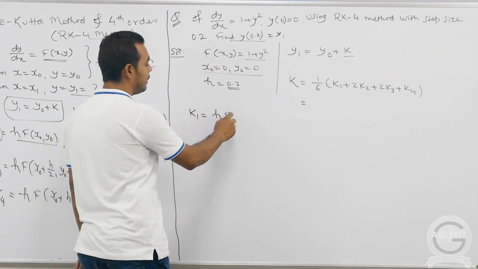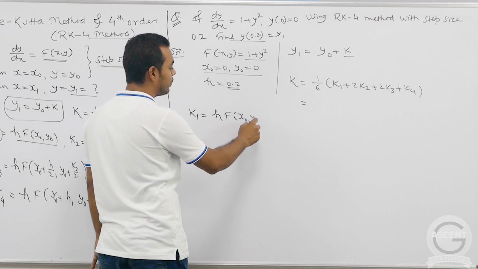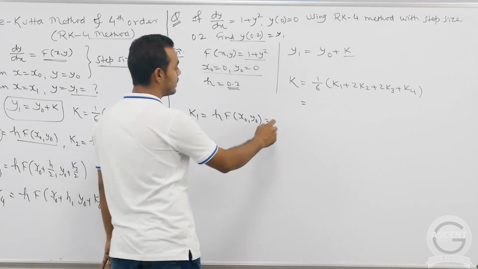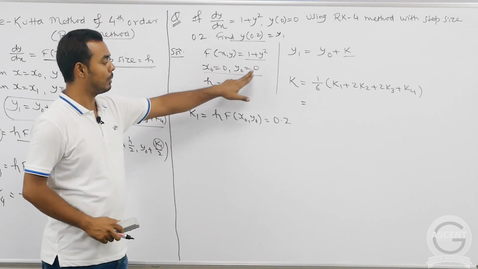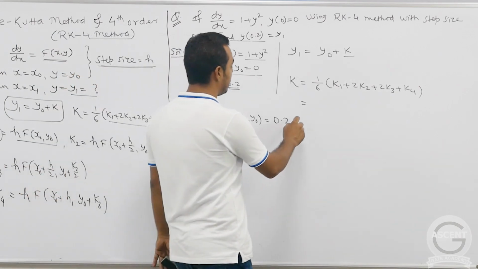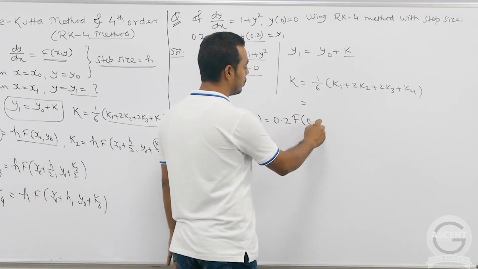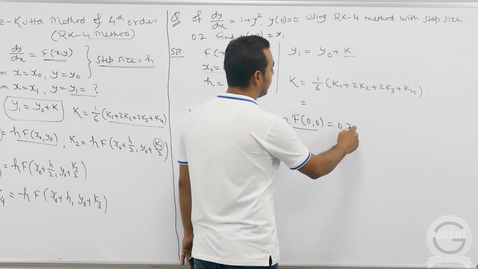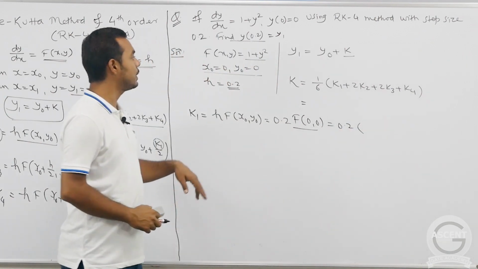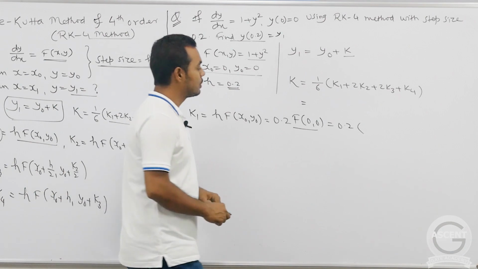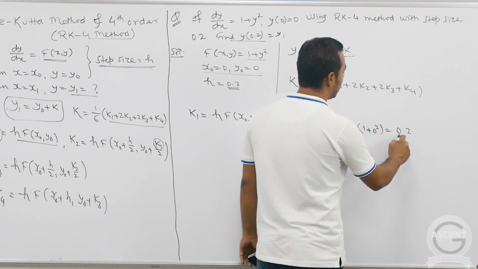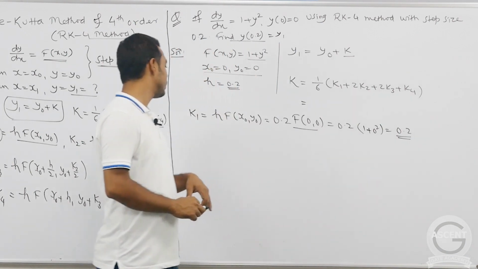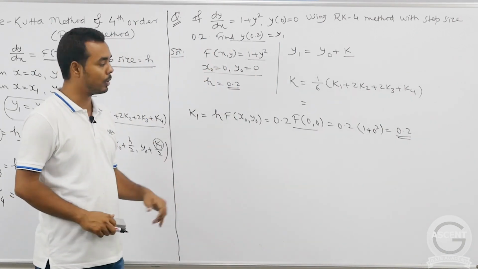So k1 will be h into f of x0, y0. The value of h that we have to use is 0.2. x0 is 0 and y0 is 0. So this will be 0.2 into f of 0, 0. Now f of x, y is 1 plus y square. So this will be 1 plus 0 square. After calculation we'll get 0.2. So this is the value of k1, 0.2.